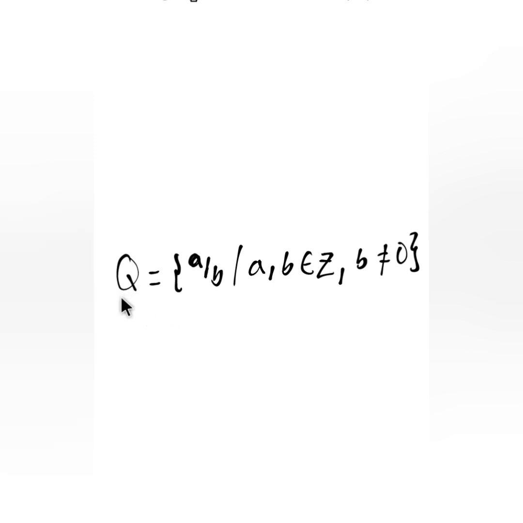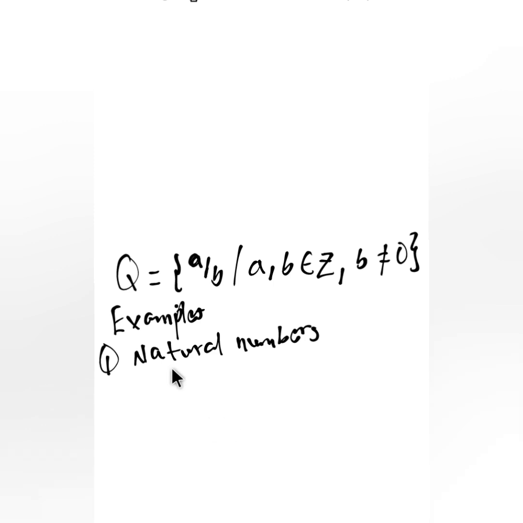So the rational number is actually a fraction, which is A over B, such that A and B are integers and B is not 0. So any number that can be expressed as a fraction is a rational number. Now, a good example of the rational numbers are the natural numbers. The natural numbers are also rational numbers.